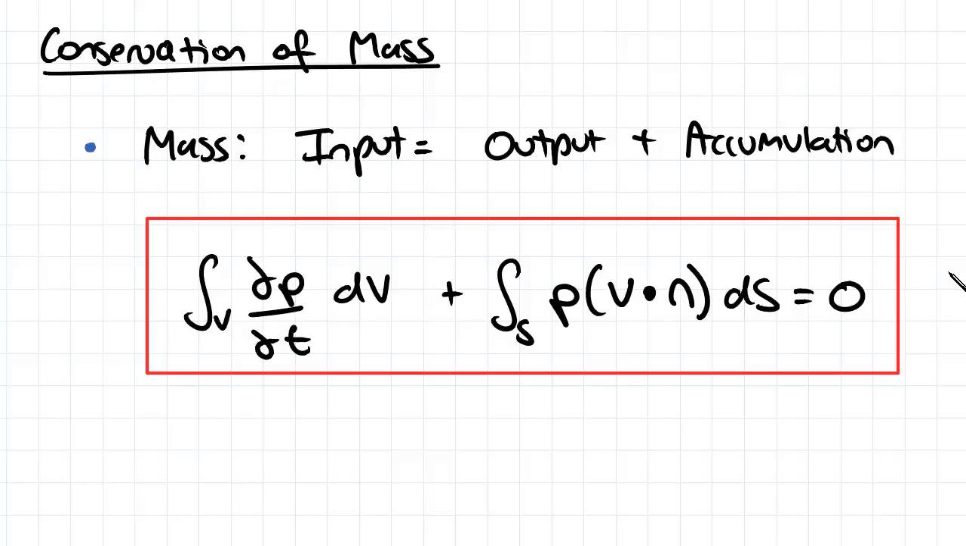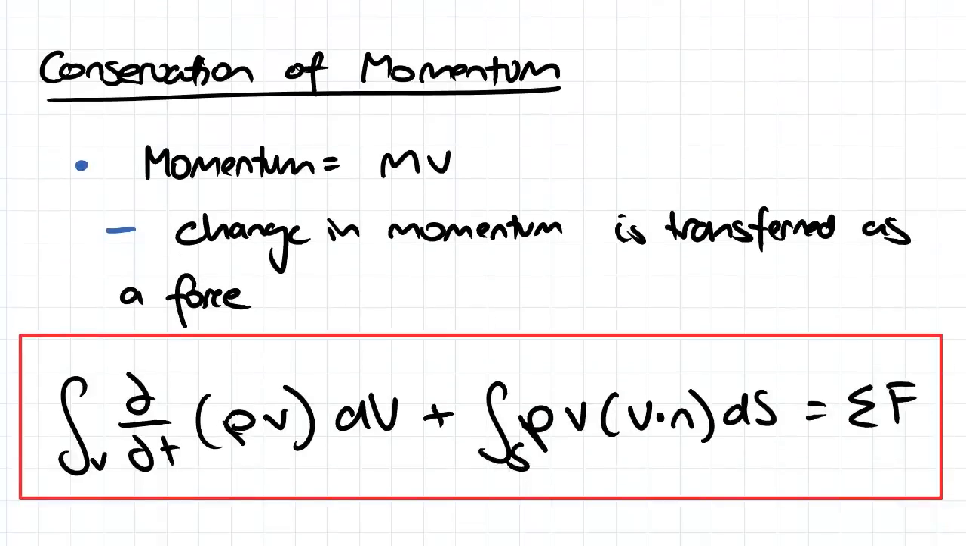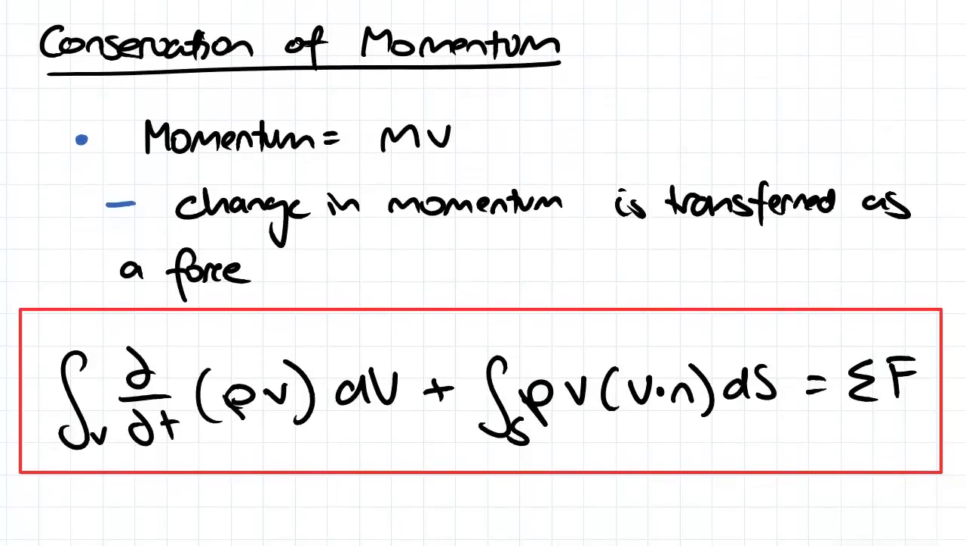Now, from the conservation of mass equation, we can derive the conservation of momentum equation. Momentum is just mass multiplied by velocity. So the change in momentum is actually transferred as a force.